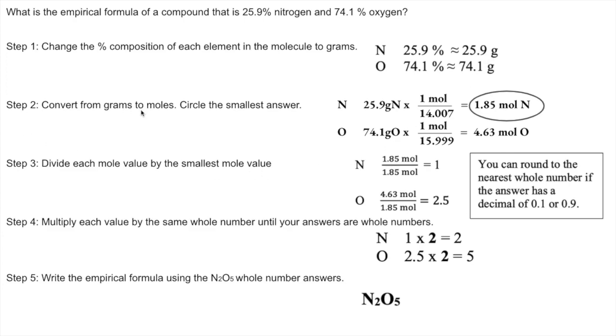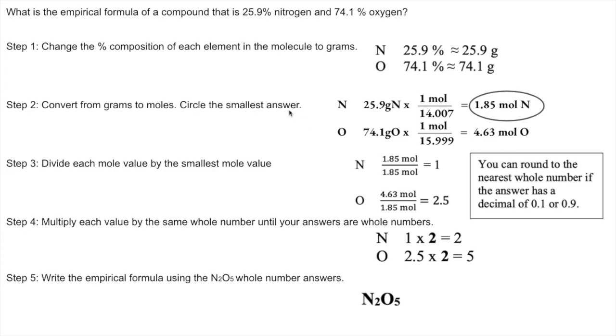Then we're going to convert from grams to moles. I take whatever I had for the sample, so 25.9 grams of nitrogen, times the ratio 1 mole over the mass of nitrogen, which is found on the periodic table, 14.007. I divide through and I get 1.85. For oxygen, we're starting with 74.1 grams. Convert it to moles. On the periodic table, the mass of oxygen is 15.999. I divide and I get 4.63.